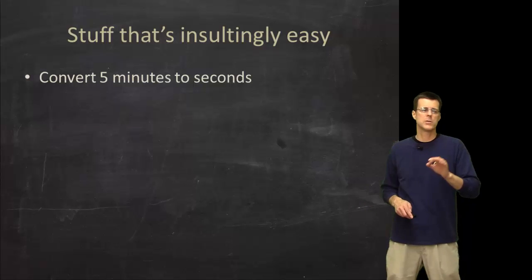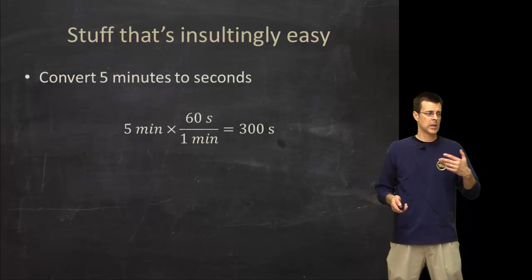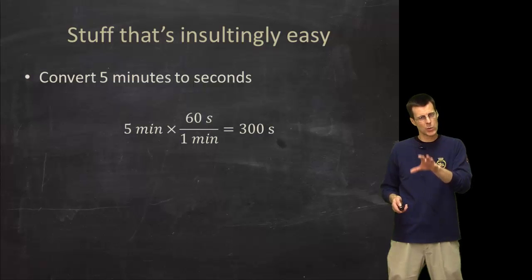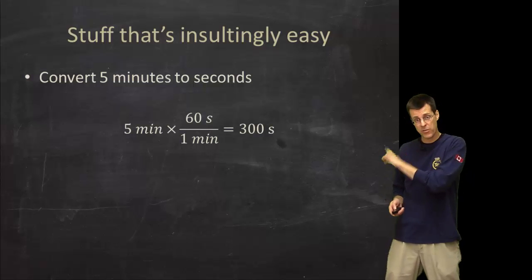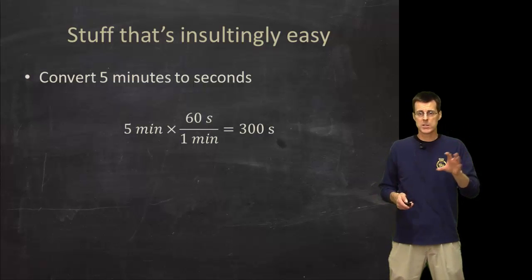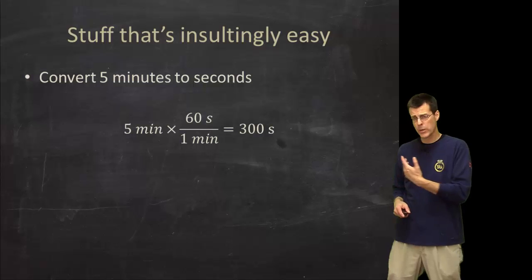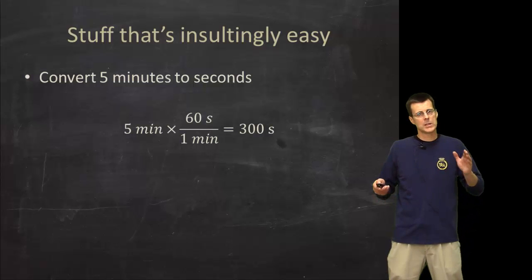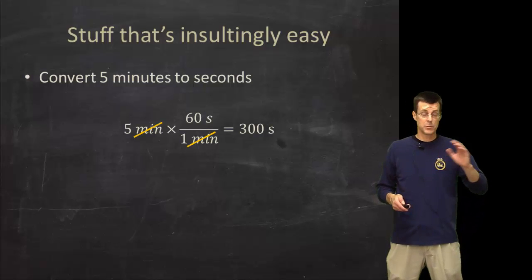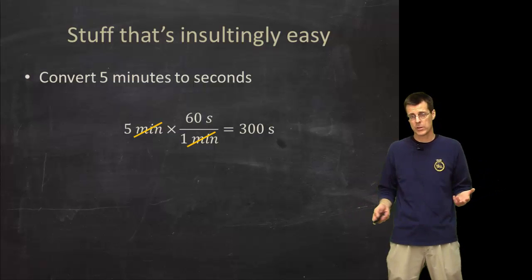If I asked you to convert 5 minutes into seconds, you could do that. And you probably wouldn't write it down like this, but I want you to think about it like this. What you do is you take 5 minutes and then you multiply it by some conversion factor that converts from minutes to seconds. And we have it right there. And looking at the units, the minutes cancel out, leaving me with just seconds. And of course, 300 seconds.